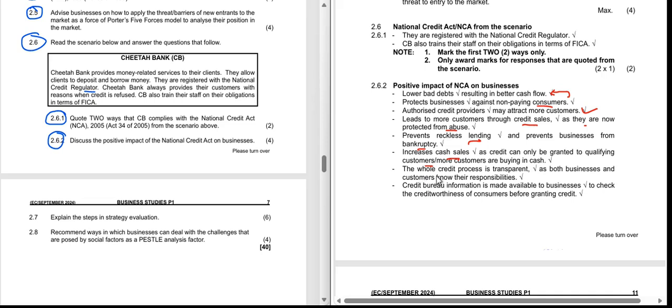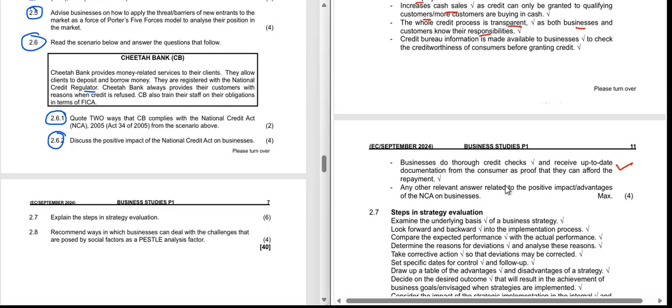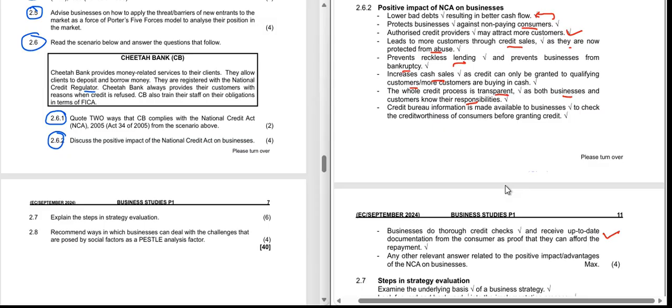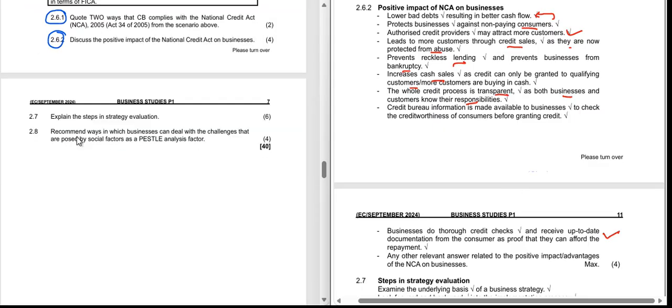The whole credit process is transparent as both businesses and customers know their responsibility. So that's another advantage. So there is more that you can look at. Let's look at the next question. Explain the steps in strategy evaluation.